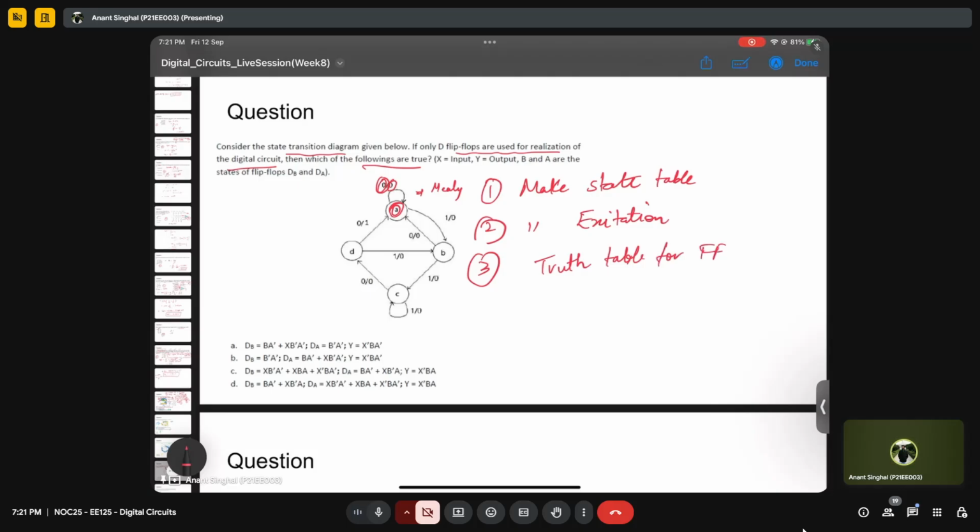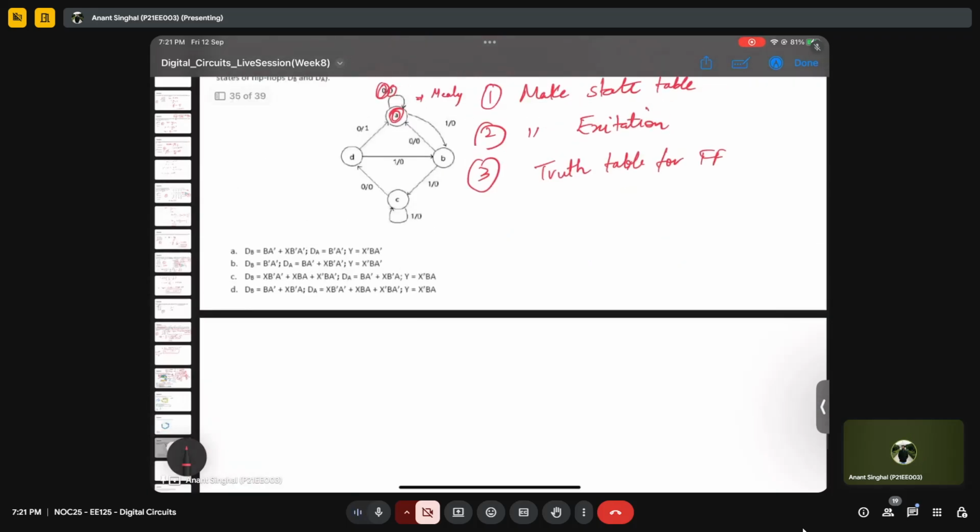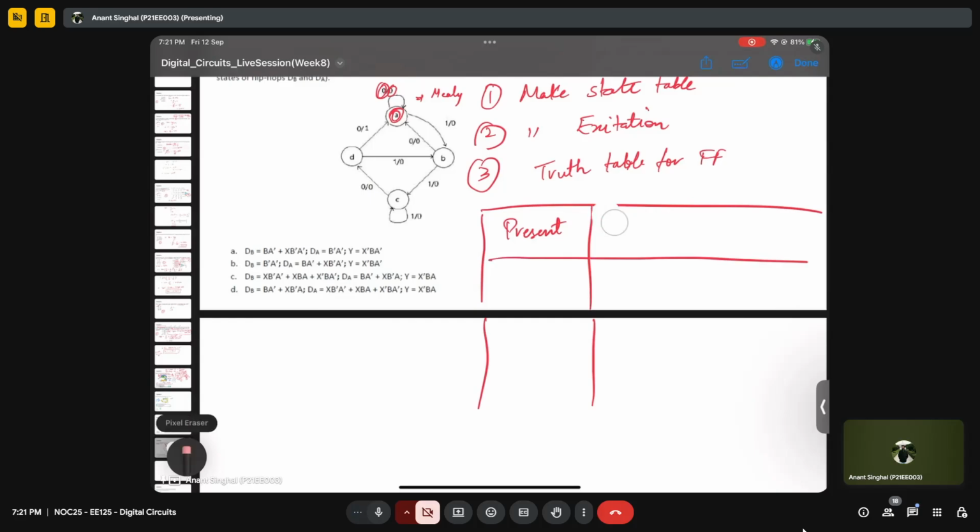Yeah, so this is a very basic step. Let me do it and you will be able to understand what I'm trying to say. First I'll make the state table. The state table contains the present state, the next state, and both are dependent upon the input. So the next state can be when the input is 0 or 1, and it also contains the output, which I'm denoting by Y here. So again, it's 0 or 1.